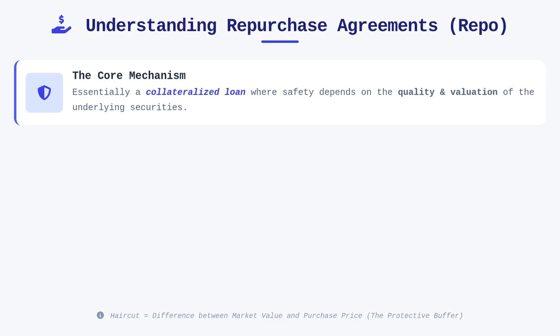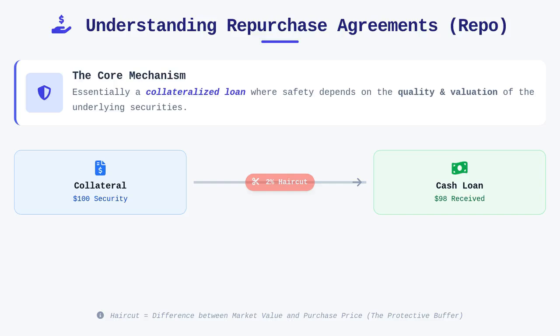This buffer is achieved through a haircut, which represents the percentage difference between the market value of the collateral and the purchase price of the repo. If you provide a security worth $100 and the haircut is 2%, you are only granted $98 of cash in return. This ensures that even if the security's price dips slightly, the lender remains fully collateralized, minimizing the risk of loss if the borrower fails to return the funds.